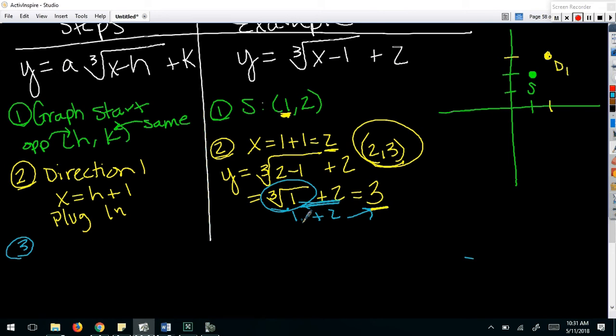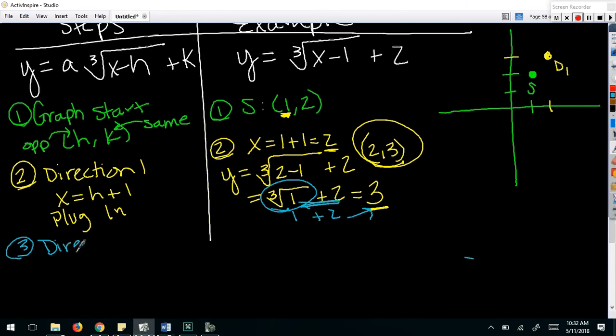You get 1 for the radical. That's fact. Say again, Cheyenne. Do you do the radical first? So what is the cube root of 1? 1. Then you add 2. Don't add first and then do the radical. Do radical, then add.